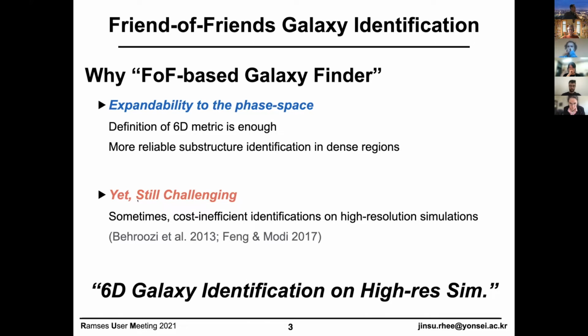Yet, it's still challenging to find FOF systems with their phase space metric, mainly due to its computationally expensive calculations on high-resolution simulations. The FOF method basically needs to calculate distances among particles, so it's very computationally expensive when it performs on overdense regions. Thus, our aim of this study is to perform 6D galaxy identification on high-resolution simulation within a reasonable human time.